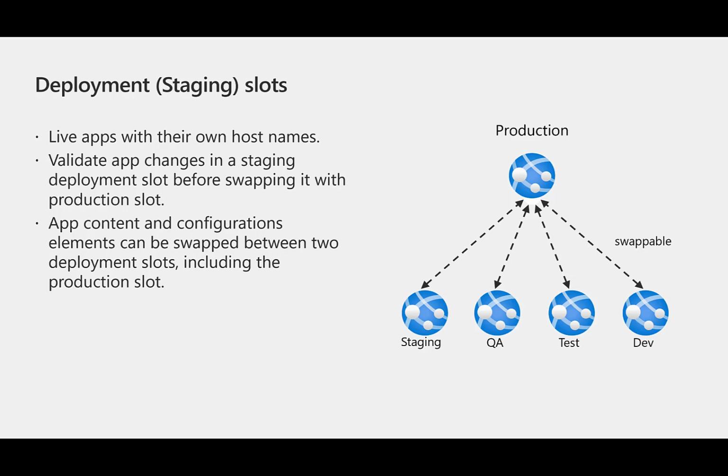When we deploy our web app in Azure App Service, we can use a separate deployment slot instead of the default production slot. To be able to do this, we need to make sure that we are running our application in a standard, premium, or isolated App Service plan tier. App content and configuration can be swapped between two deployment slots, including your production slot. So we can use them to validate our application changes in a staging deployment slot before swapping it with the production slot.